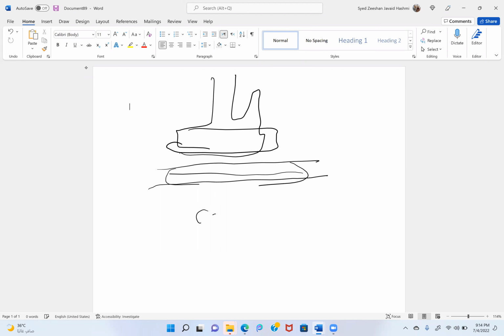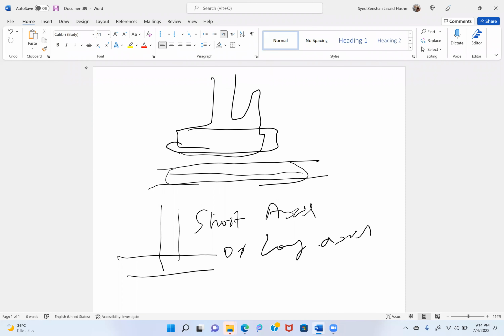Is it short axis or long axis? Yes, Yasin. It's long axis. Long axis, okay. So similarly, if you put the probe like this across the vein or nerve, this is short axis. Okay, this is one concept.